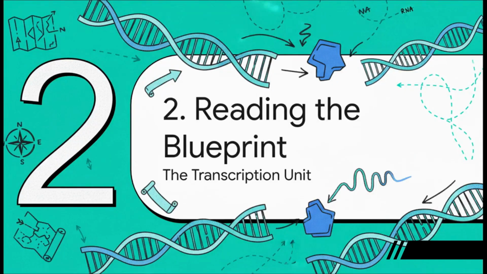Now, the cell's copying machine, an awesome little enzyme called RNA polymerase, can't just start copying wherever it wants. That would be chaos. It has to know exactly which gene to copy and where that gene starts and stops. To do that, it needs a really clear map. And the structure of this map, which we call a transcription unit, is a huge favorite for diagram-based questions on the CUET. So let's break it down.